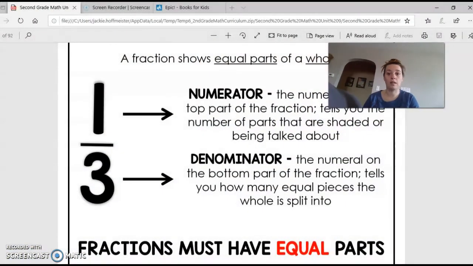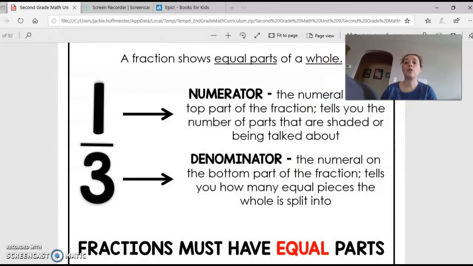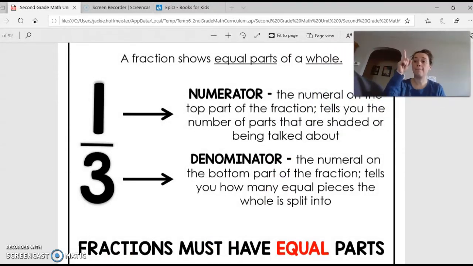Okay, so here's what I need you to remember. Let's see if I can go back to the screen. Okay, here we go. The numerator's on the top, and it's how many parts are shaded. The denominator's down on the bottom, and it's how many parts in the whole thing. How many parts are in the whole thing.